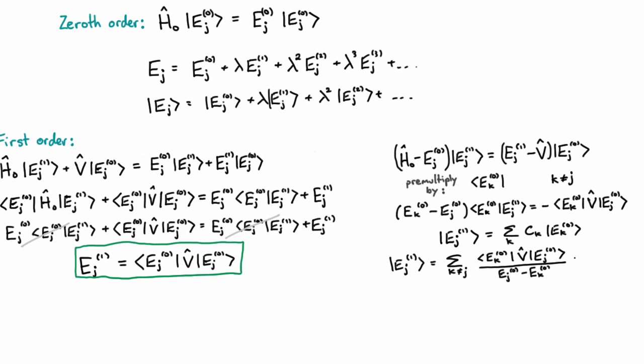And so you can see that we've got the first order perturbed states in terms of everything to do with the 0th order. In other words, the completely known states and eigenvalues. And so that's the result we were hoping for. So we've got the first order energies in terms of the unperturbed eigenstates, and we've got the first order eigenstates in terms of the unperturbed eigenstates.